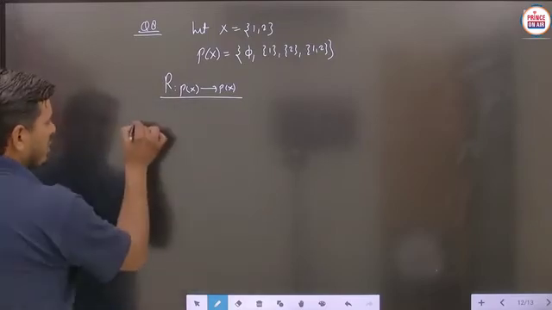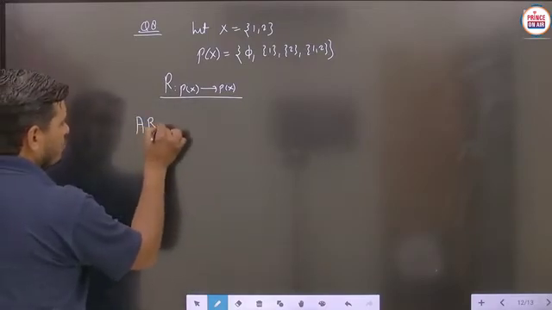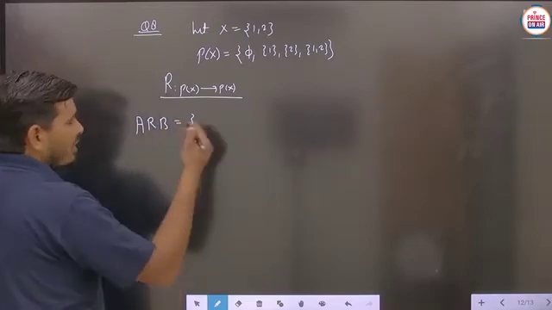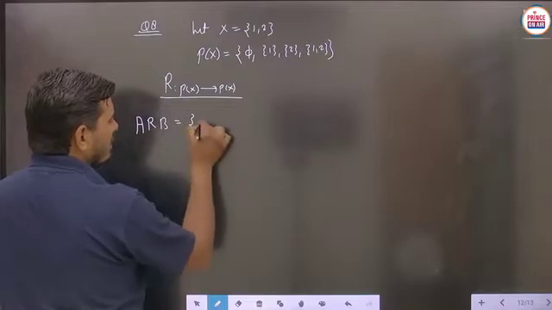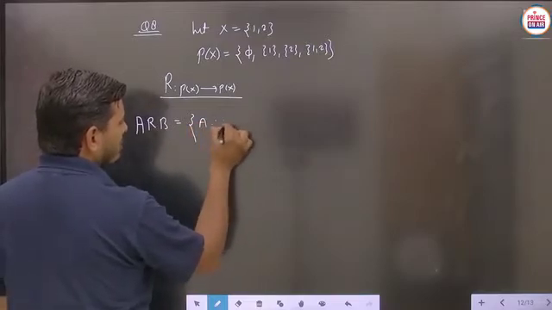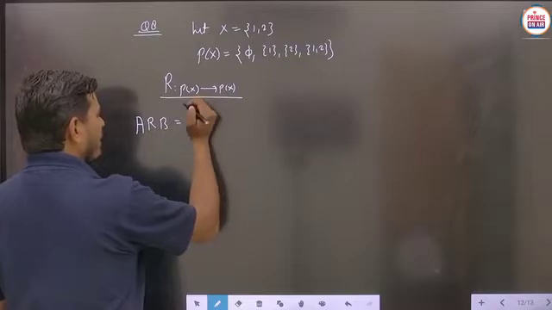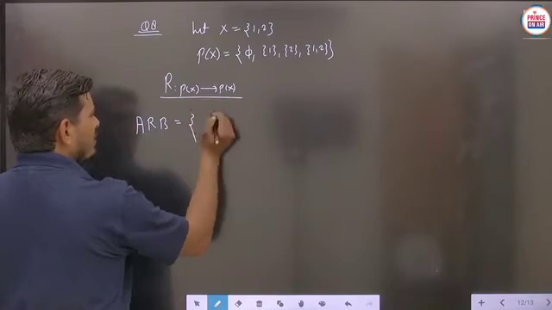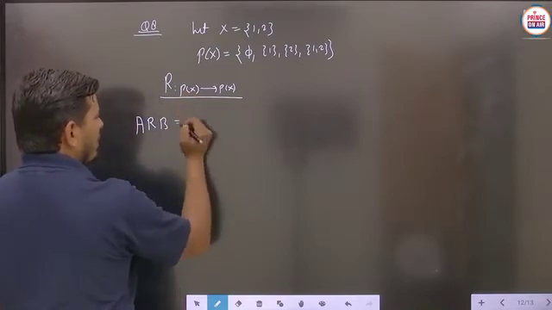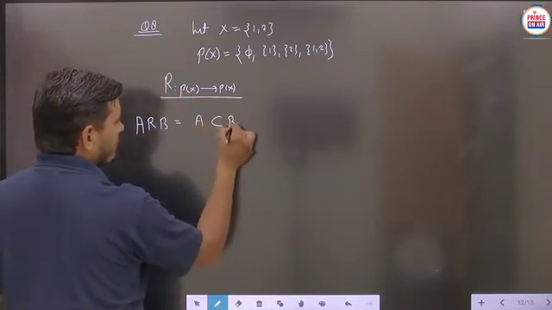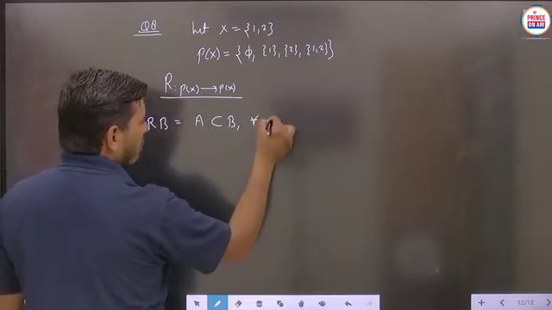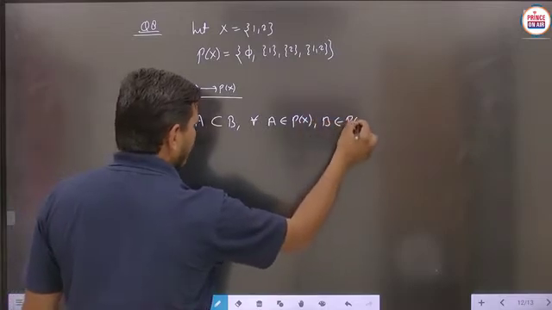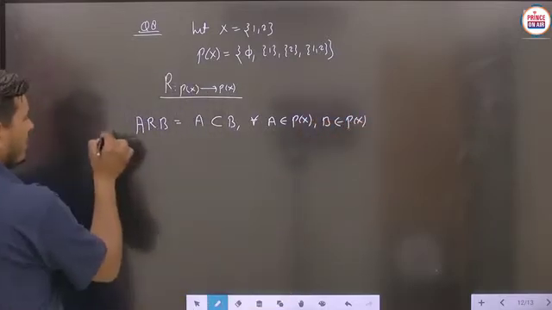Now the relation R, (A, B), is to be given as follows: (A, B) belongs to R if A is a subset of B, for all A belonging to the power set of X and B belonging to the power set of X. Is it clear? So this particular relation is given here.